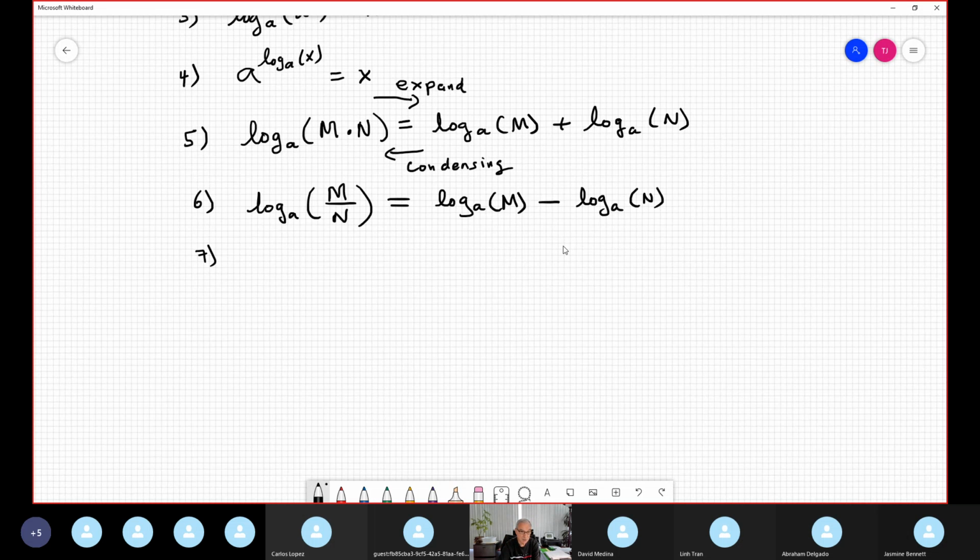And 7 is similar. It's logarithm base a of m, and we have one exponent, r. Very, very important, this property. We're using that property every day. Number 7: the exponent goes to the front as a factor. So it's r times logarithm base a of m.